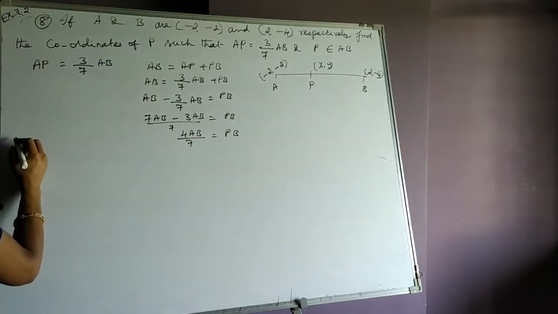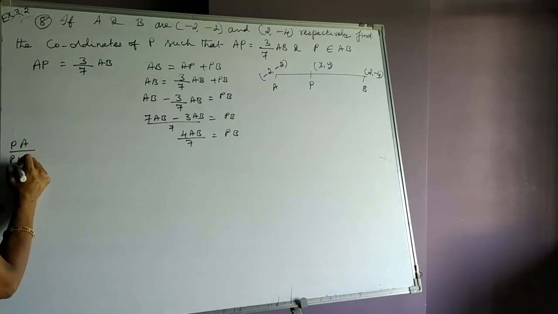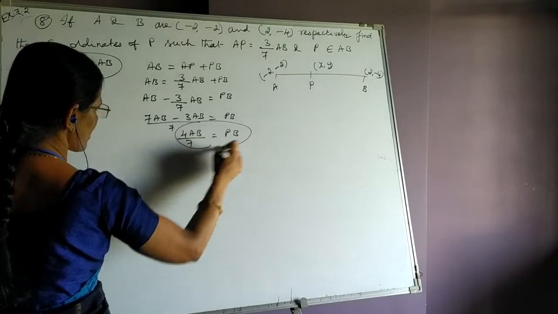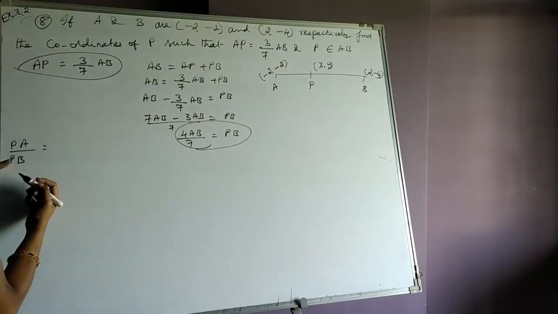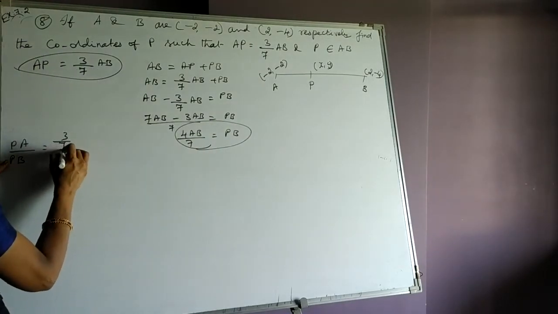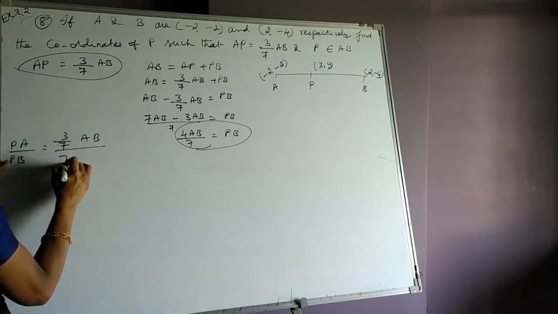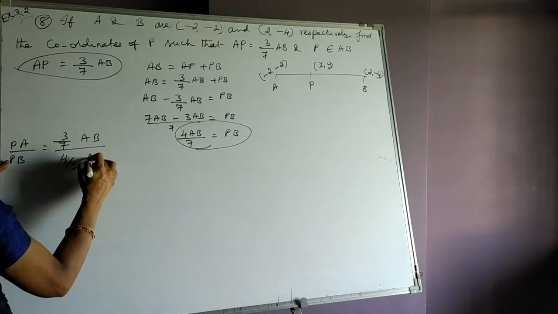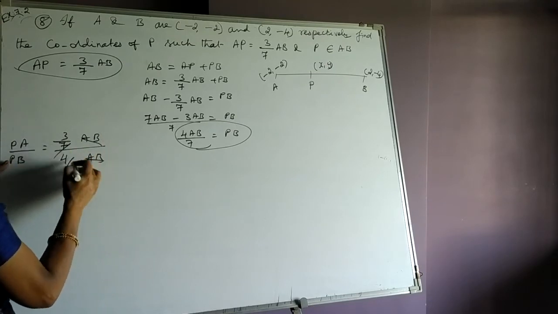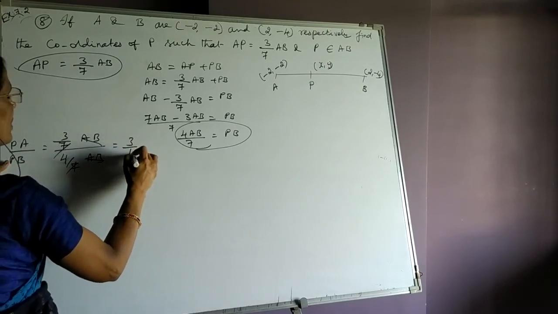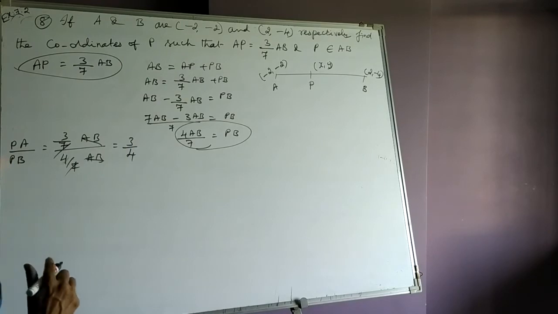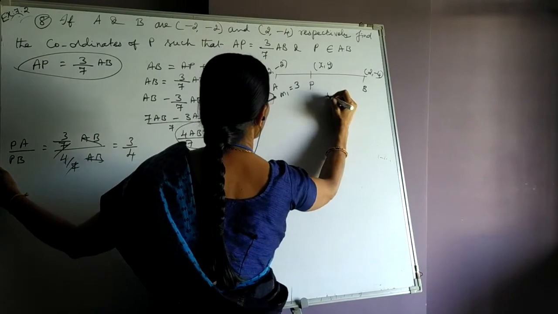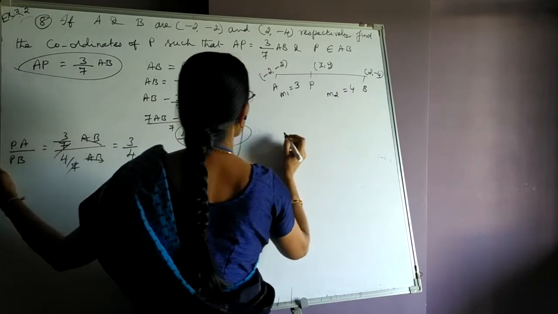But we want the ratio of PA and PB only. So I am going to substitute these PA and PB values here. Hence we can find the ratio of PA and PB. So it is 3 upon 7 AB upon 4 upon 7 AB. AB gets cancelled, 7 also gets cancelled. So what is the ratio we are getting? We are getting the ratio 3 upon 4. So M1 is equal to 3 and M2 is equal to 4.